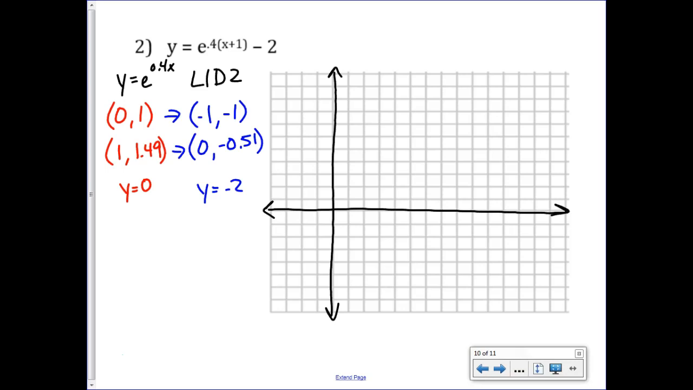So 0, 1, 1.49, looks like that. And then negative 1, and 0, negative 0.51, asymptote at negative 2, looks like that.